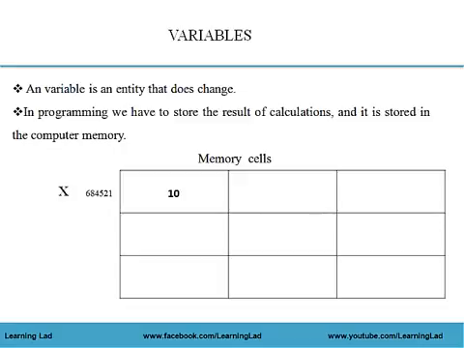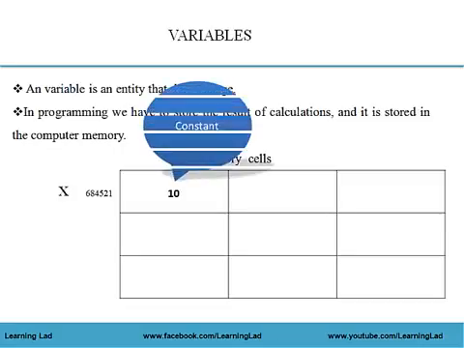In programming, we have to store the result of calculations, and these results are stored in computer memory. The computer memory consists of a lot of small memory cells, and each memory cell has its own address. As you can see in the figure, 684521 is the address of the memory cell, which contains a constant 10. To make the usage of this memory cell easy, we give that memory cell a name. Here X is the name given to this memory cell. So 10, which is stored in the memory cell named X, is a constant.